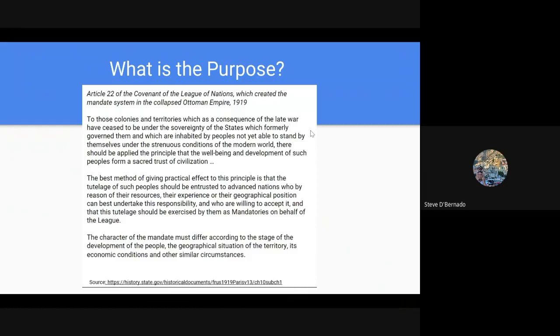The character of the mandate must differ according to the stage of the development of the people, the geographical situation of the territory, its economic conditions, and other similar circumstances.